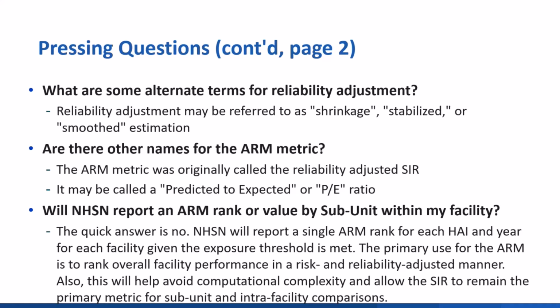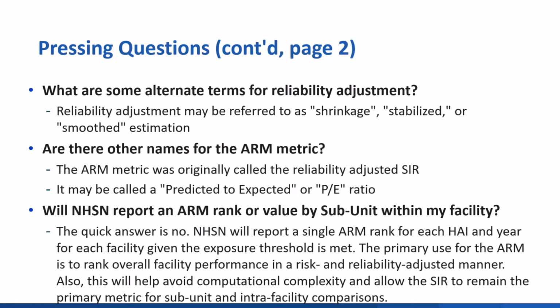As far as the ARM naming convention, the ARM was never the original name. So back 6 years ago, when we initially went down this path, we called it the reliability adjusted SIR. Other groups may call it the predicted to expected ratio, or the P to E ratio. And other groups might not use any of these words. They might talk about the modeling strategy they use, like we use an empirical Bayesian model to get these ratios. So there's different nomenclature to use for this, and different groups might use different words, but they're going to mean the same thing.